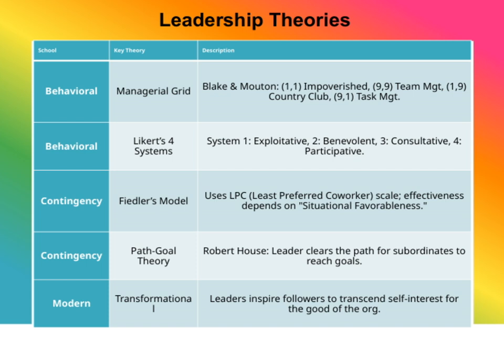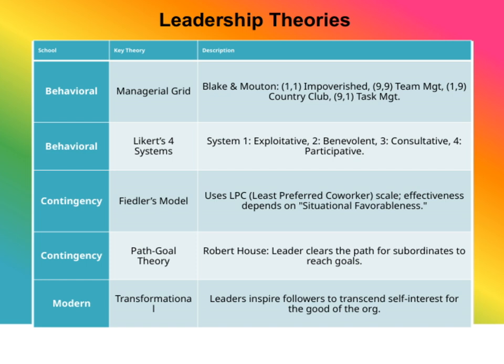It maps leadership styles based on concern for people and production, with examples like impoverished management at 1,1, which is minimal effort, and team management at 9,9, which aims for high concern for both people and results. There's also the country club style at 1,9, prioritizing a comfortable environment, and task management at 9,1, focusing heavily on tasks. Next, still within behavioral theories, is Likert's 4 systems.